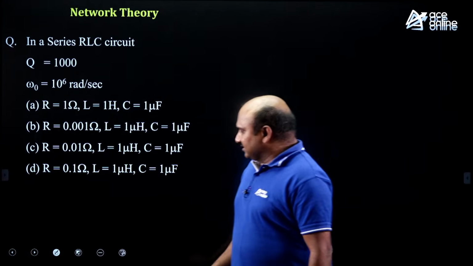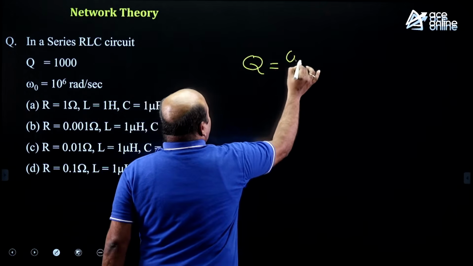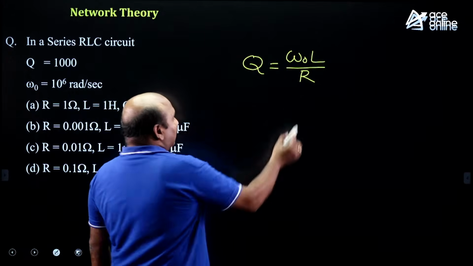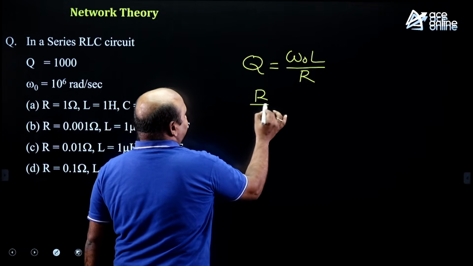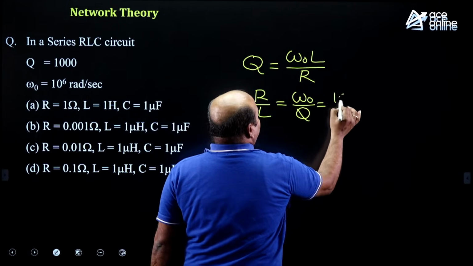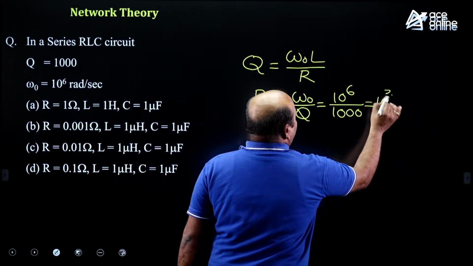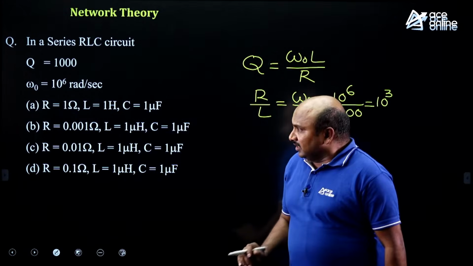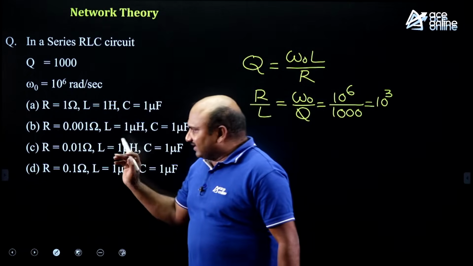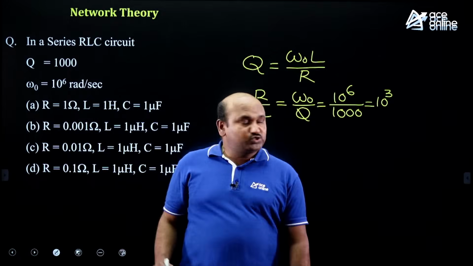Now, let me consider the Q factor given. What is the Q factor for an RLC series circuit? Omega naught L by R. Now using this omega naught and Q factor, you are able to define R by L, that is omega naught by Q. What is omega naught given? 10 power 6 radians per second, and Q given is 1000. With this we are getting 10 power 3. Guys, from the given options, the option where the ratio R by L is 1000 is the correct one. If you see, option B is the only option where we get R by L ratio as 1000.